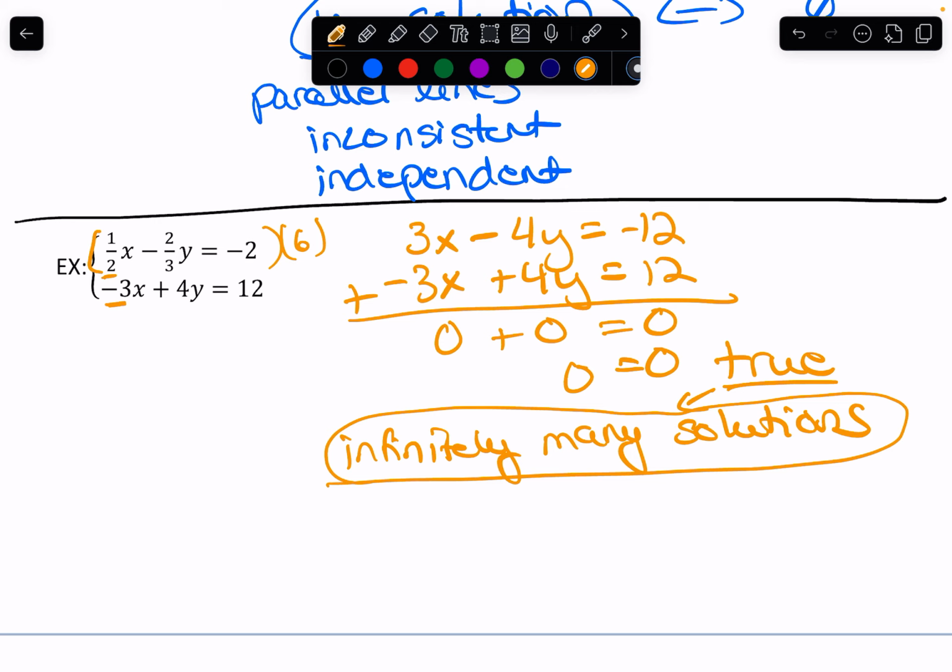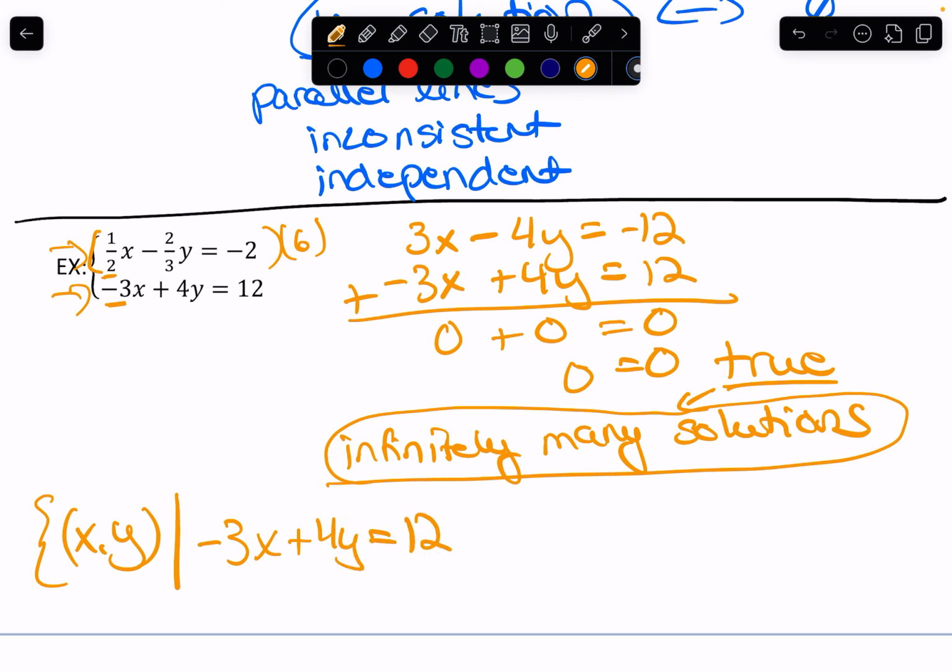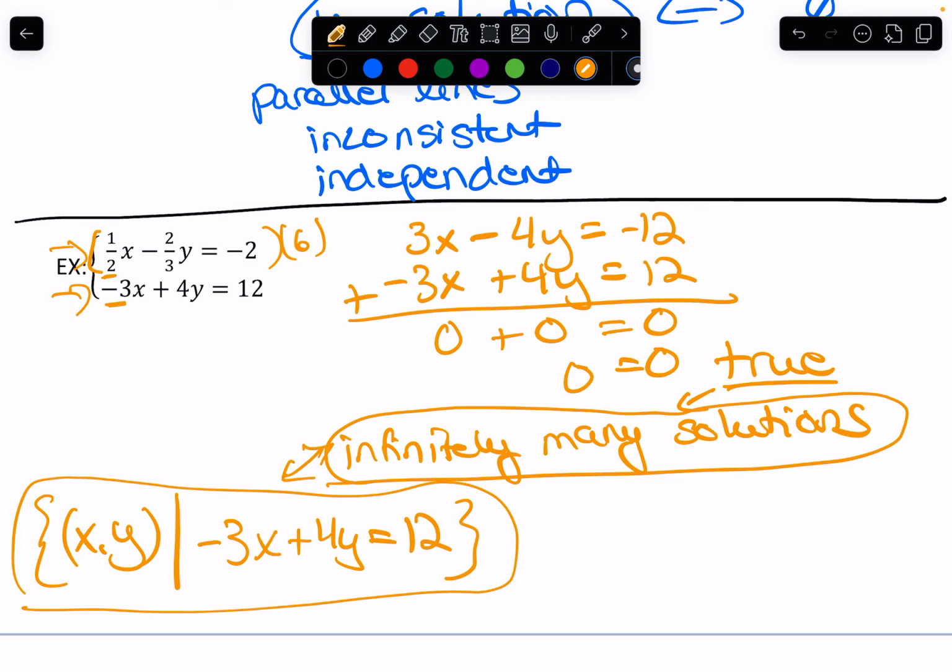Another way of writing infinitely many solutions would be, we're going to write it as a set, and we're going to put x, y, an ordered pair x, y, then a straight line across, that means such that. So x, y are such that, and we're going to pick one of these original equations. It doesn't matter which one we do. So I'm going to do the bottom one, negative 3x plus 4y equals 12. I could have picked the top one as well. This is the same thing as the infinitely many solutions, just another way of writing it.